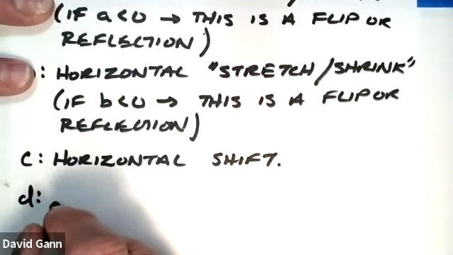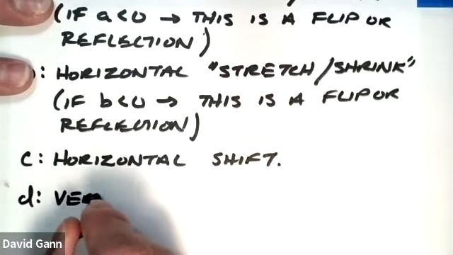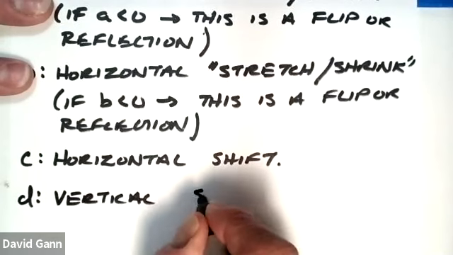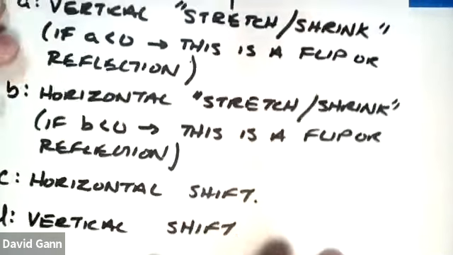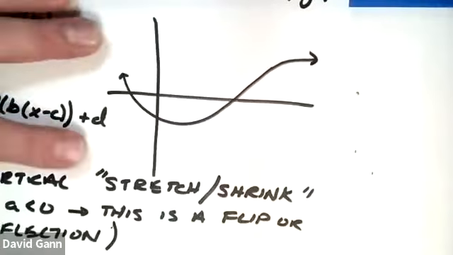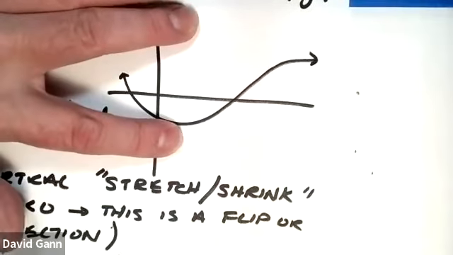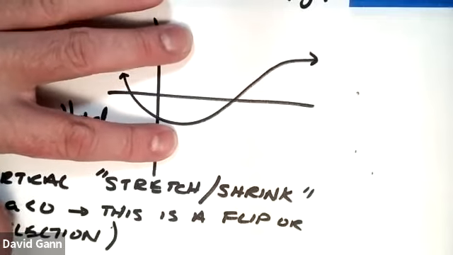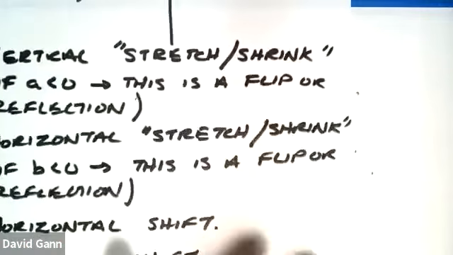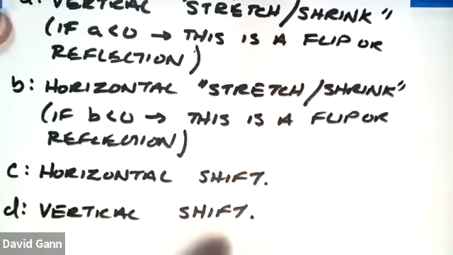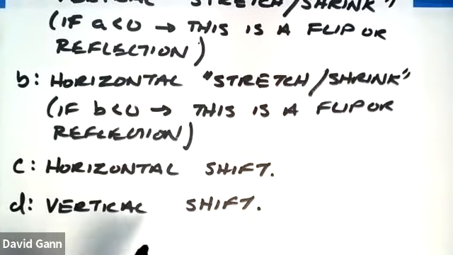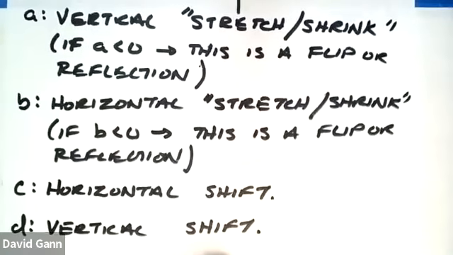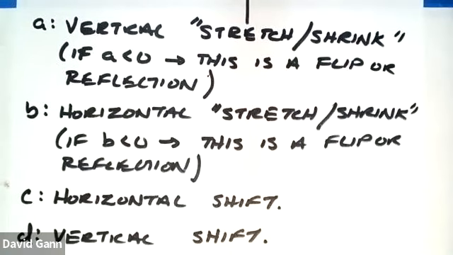D is called the vertical shift. The vertical shift really just takes the whole graph and translates it up or down. If D is positive, it shifts it up. If D is negative, it shifts it down. The vertical shift is probably the easiest one to understand. The horizontal shift is a little bit tricky because it sits inside of that parentheses. It's really the transformations that are the hardest, in my experience, for students to master.